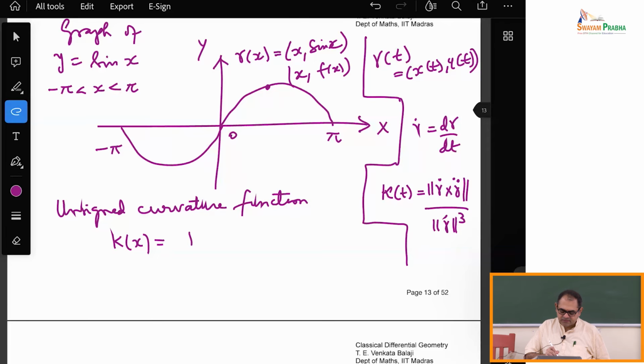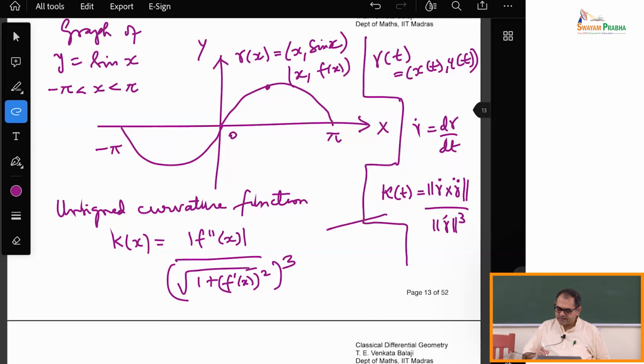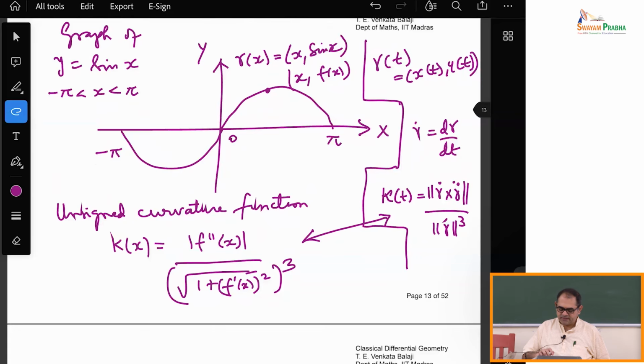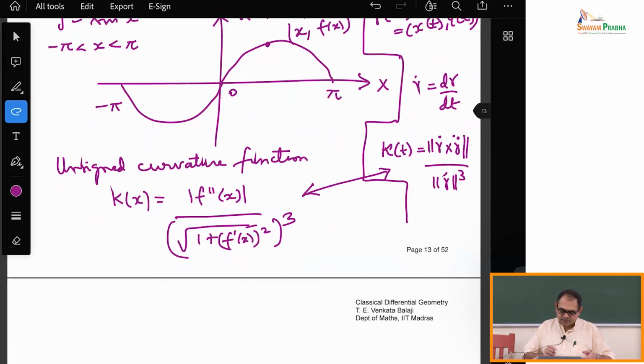The curvature function is mod f double dash of x divided by square root of 1 plus f dash of x squared, whole cubed. This directly comes from this formula. In this case the function is sine x, the first derivative is cos, the second derivative is minus sine. So you will get sine x, and since I want unsigned curvature I have to put a mod, divided by 1 plus cos squared x to the power of 3 by 2. So this is the curvature function.